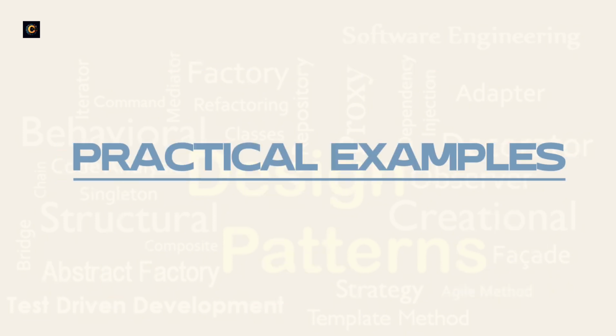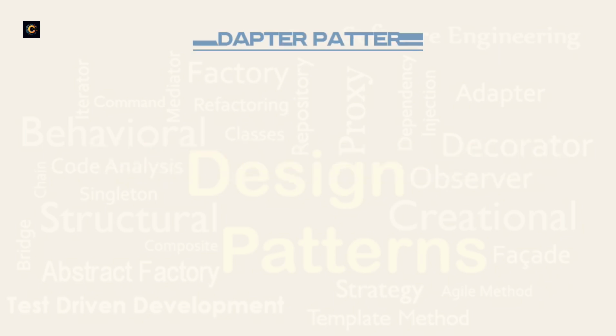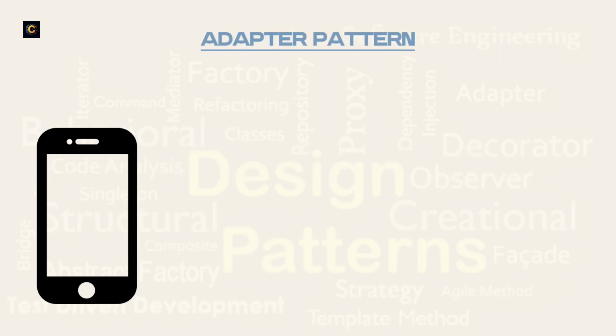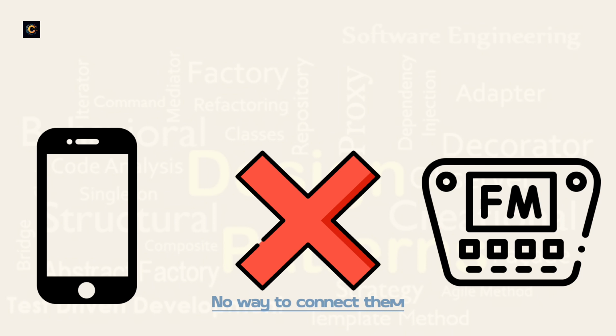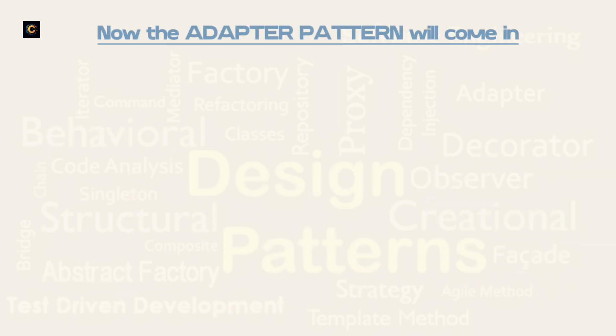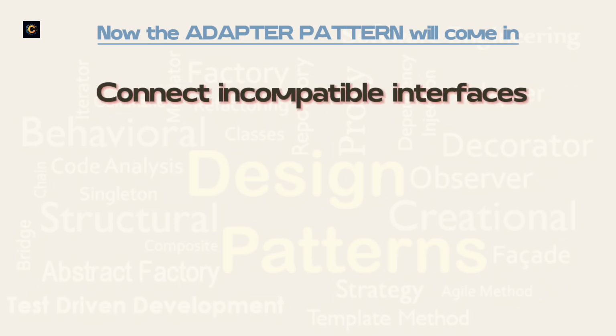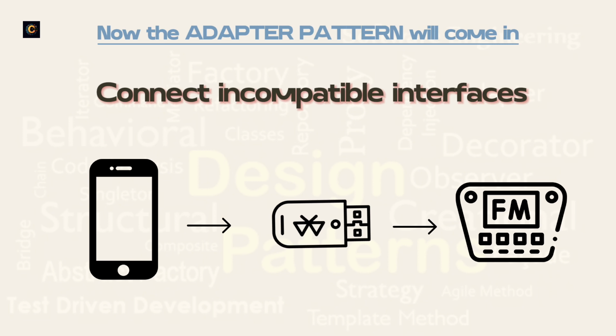Now, let's dive into some practical examples to understand design patterns better. First up, let's consider the adapter pattern. Imagine you have a modern smartphone, but your car's audio system only has an aux port. Frustrating, right? That's where the adapter pattern comes in. The adapter pattern allows us to connect incompatible interfaces, just like a Bluetooth to aux adapter bridges the gap between your smartphone and the car audio system.